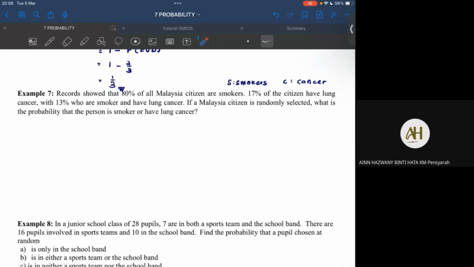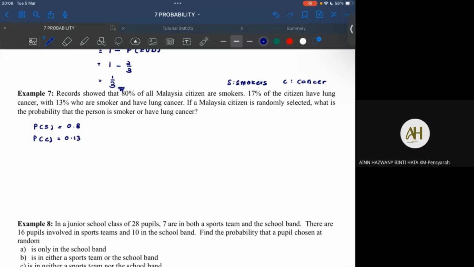Okay, tapi untuk soalan ni sebenarnya tak perlu guna tree diagram pun. Okay, boleh guna tree diagram. Okay, memang kena guna tree diagram lah, tapi it's a very direct question. Dia kata record show that 80% of all Malaysian citizens are smokers. So probability of smokers ialah 0.8, 80%. 17% of the citizens have lung cancer. So probability of Malaysian citizen who has lung cancer is 13%, so 0.13.